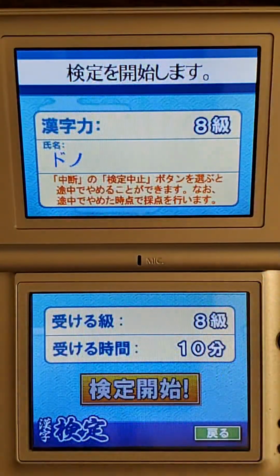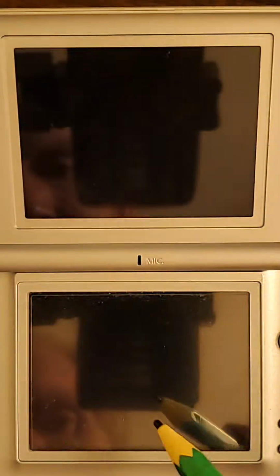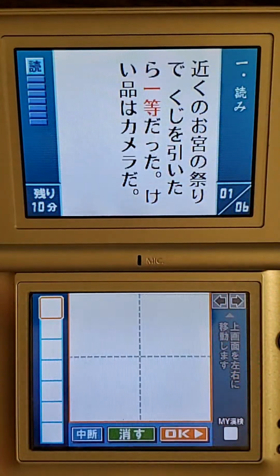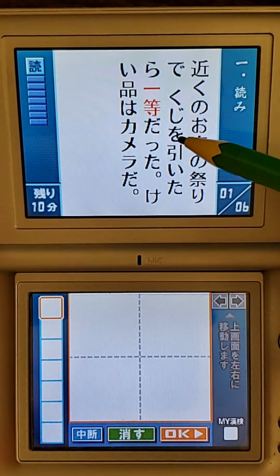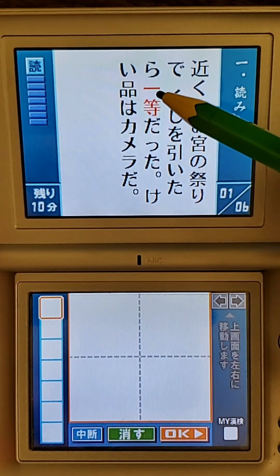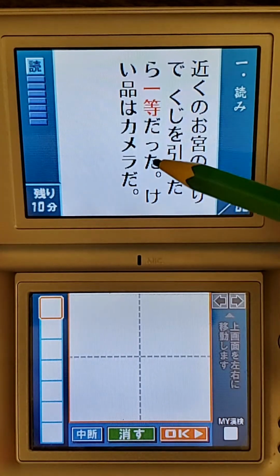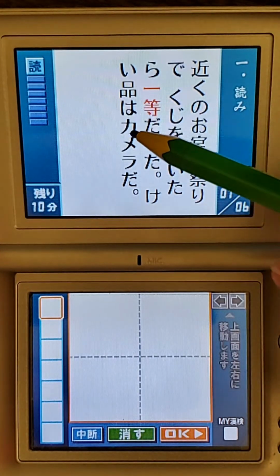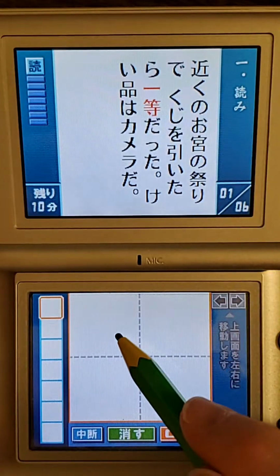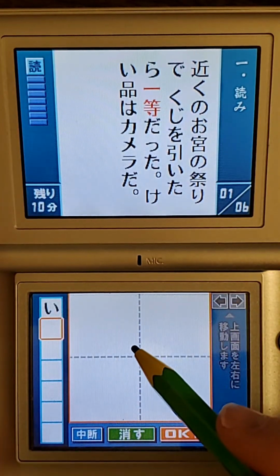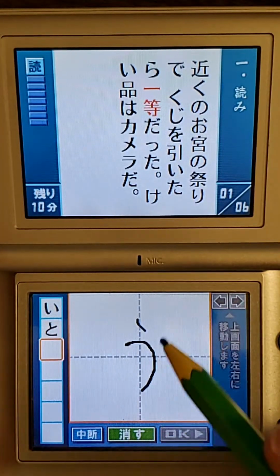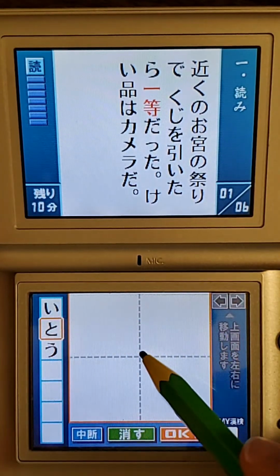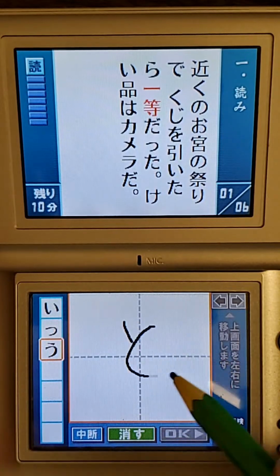This might be the last one, or if I'm really feeling it, maybe I'll do another one. But okay, 近くのお宮の祭りでくじを引いたら一等だった。景品はカメラだ。一等, was it 一等? Is that what we did? Well, it would be 一等.